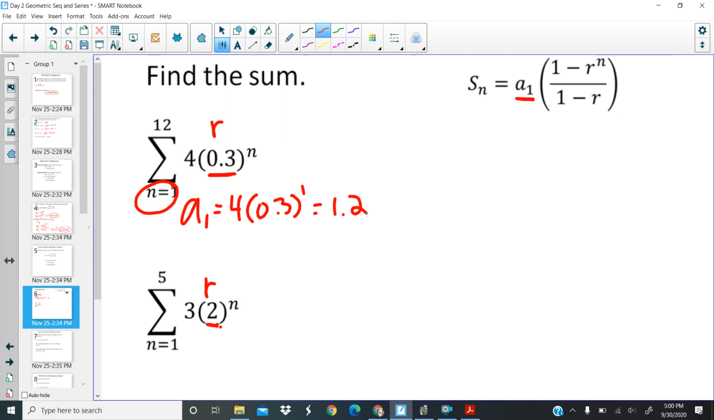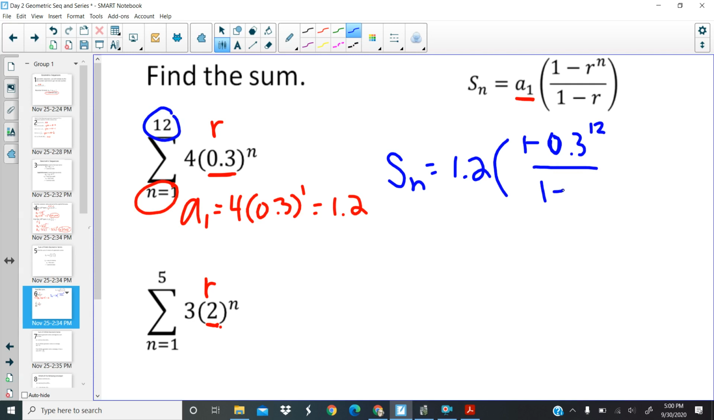And so then moving forward from there, whenever you're trying to find the sum, you would have S sub n equals your first term, which we just found was 1.2, times 1 minus your common ratio, which is 0.3, raised to the n power. And so the number of terms that we're adding up is 12, so that's going to be to the 12th power, divided by 1 minus just the common ratio, so 0.3. And so then you're going to type all of that into your calculator, and that will give you the sum.